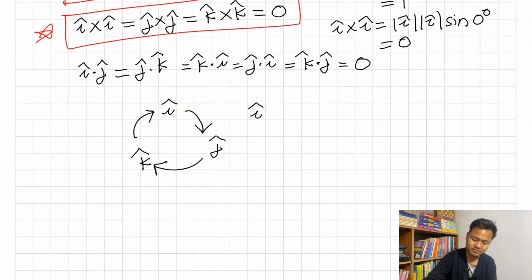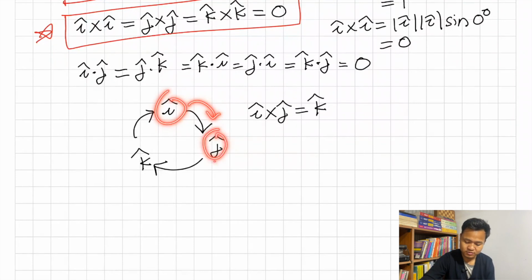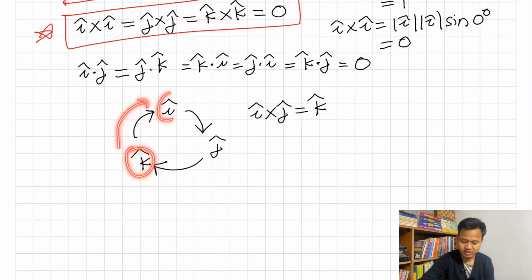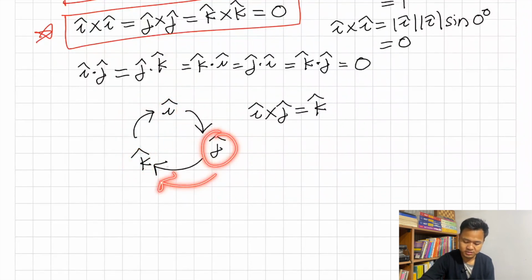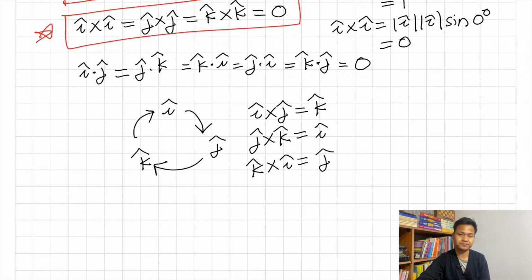So what is the meaning of that? i cross j will be plus k. j cross k will be plus i. k cross i will be plus j.